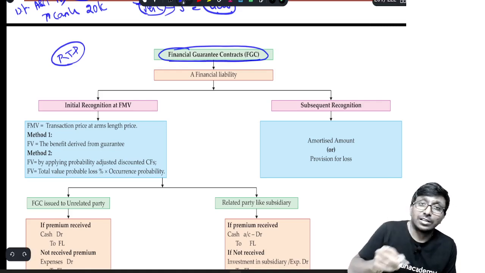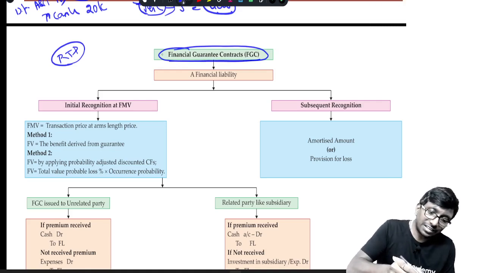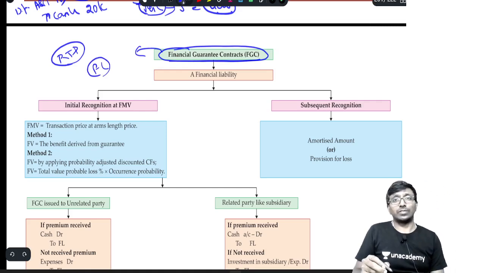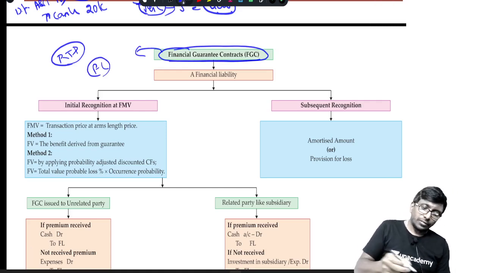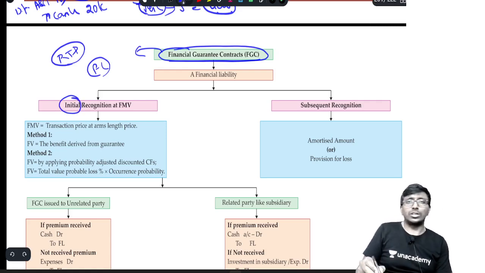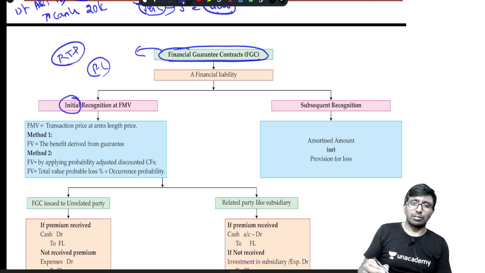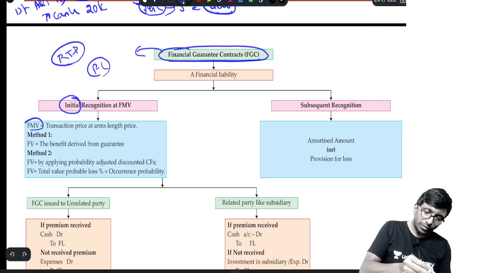Financial guarantee contract. A financial guarantee contract is a financial liability. First and foremost thing, financial liability. Initially, how do you recognize it? The normal way, which means initially it should be at fair market value. That's all.